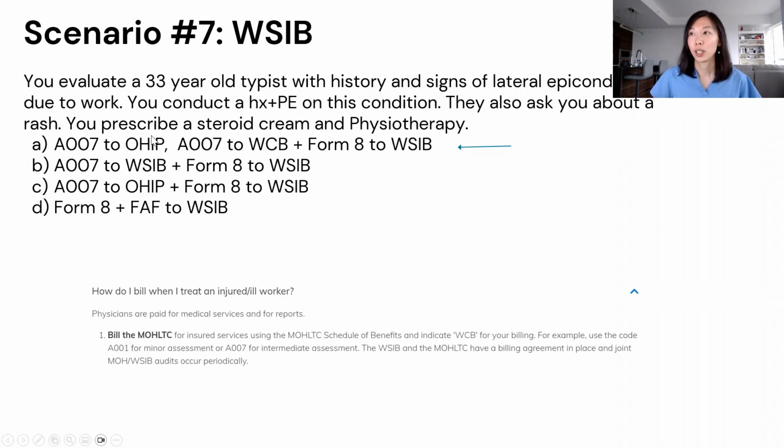So in this particular case, because you conducted a history and physical for the skin rash, this is covered by OHIP. So that's why you can bill an A007 to OHIP with the diagnostic code for the skin rash. Now, because you also saw them for a work-related injury, you can't bill OHIP for the work-related injury, only WSIB. So whenever you're changing the insurer, you don't put OHIP, you put WCB, Workers' Compensation Board. And you would bill A007 to WCB. Then you would do your Form 8, and then you would submit that online, and you'll also get paid by WSIB for filling out the Form 8 as well. So hopefully that makes it a bit more clear for you.